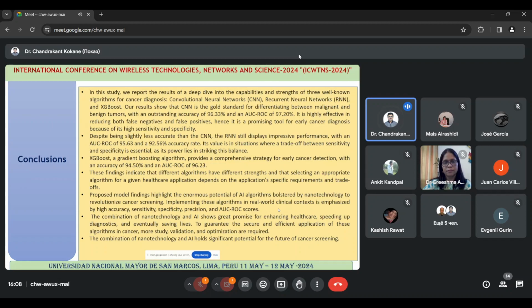If you compare the performance, with impressive AUC ROC, the CNN is performing well by using the dataset, that is WSBC. Then XGBoost, a gradient boosting algorithm: if you observe the results of XGBoost, the accuracy is 94.50%, and the area under the curve, the AUC ROC score, is 96.23.